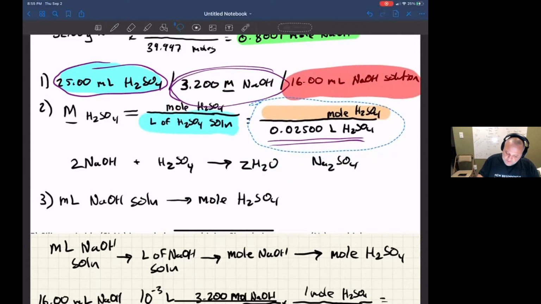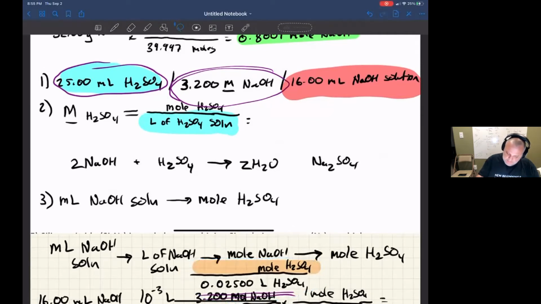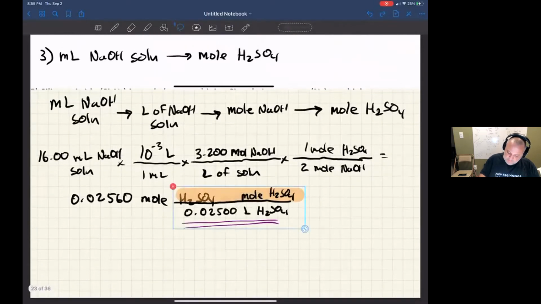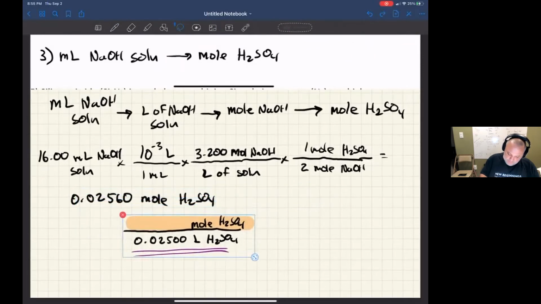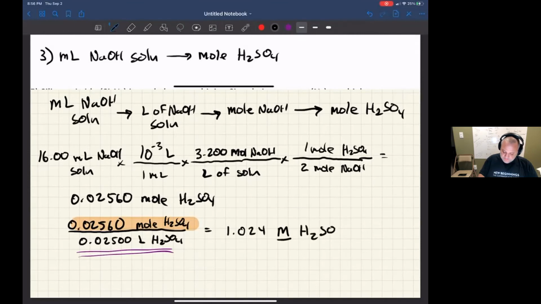And now I have this ratio already set up for me. I'll copy it and paste it here. So I have 0.02560 mole of H2SO4 divided by 0.02500 liters of solution, and I get 1.024 molar H2SO4. And that, my friends, is the final answer.